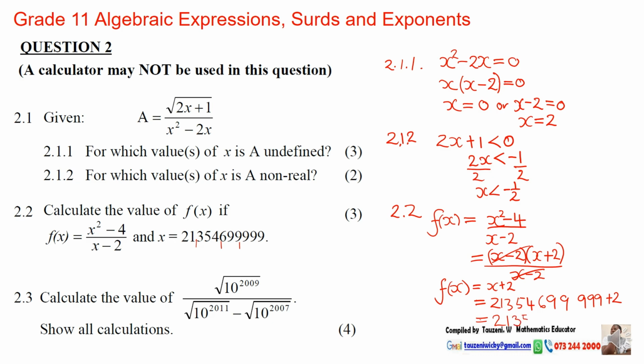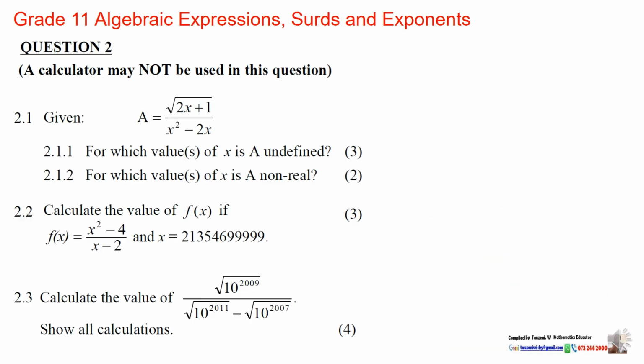So we have been able to answer number 2.1. If an expression is given, for that expression to be undefined, the value of the denominator must equal 0. If the denominator is equal to 0, then your expression becomes undefined. Then for non-real, we use the square root. The value inside the square root must be less than 0. It becomes an inequality that you must solve to find x. Question number 2.3.